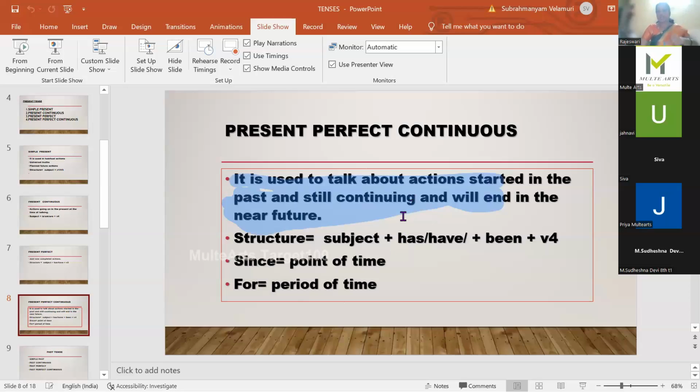She has been. So if the subject is singular, we use has, and if the subject is plural, we use have. It has been raining since morning. The verb must be in the -ing form, but you add these two helping verbs.